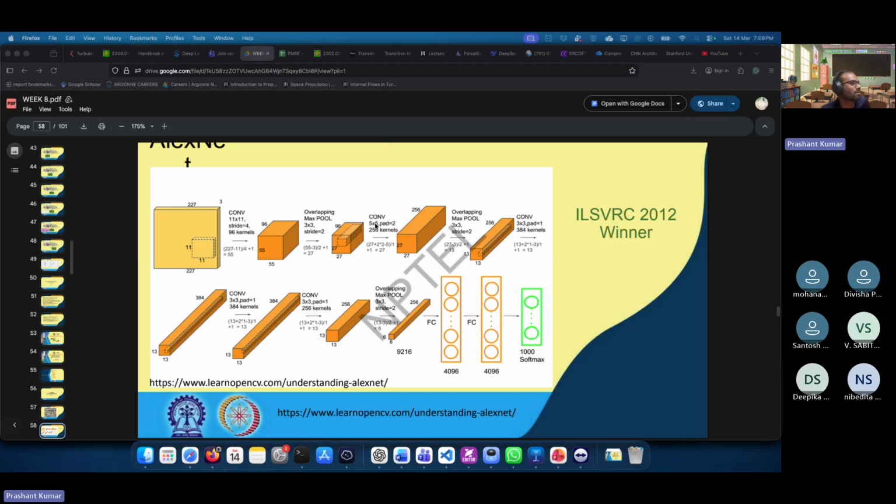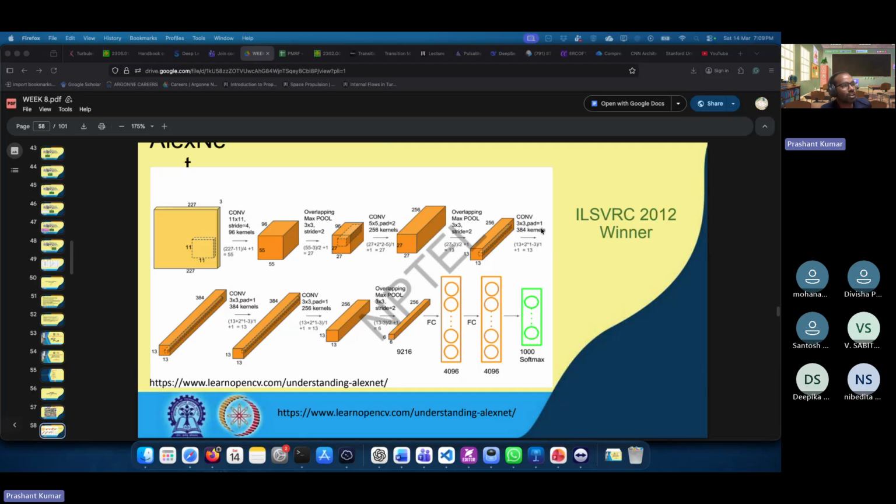Then again you did some convolution, and from 96 you have created the 256. Let's say you are doing a similar kind of strategy like you did earlier, but you will have to design that strategy. This will not come to you directly, right? You designed some strategy to create 256 outputs out of 96. Then again you did some pooling and got the output of 13 cross 13.